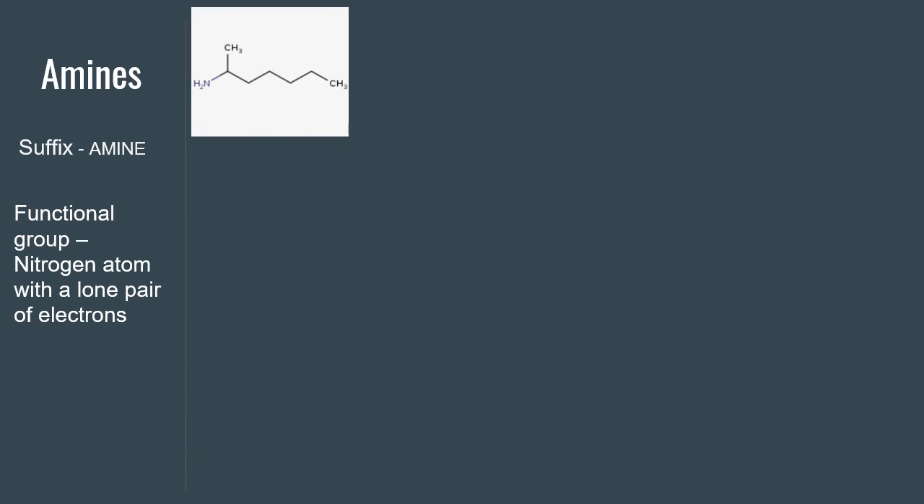Amines are derived from ammonia. The functional group is a nitrogen atom with a lone pair of electrons. When naming an amine, it's the same as all the other functional groups. There are 7 carbons. The functional group is attached to carbon number 2, so the name will be heptan-2-amine.